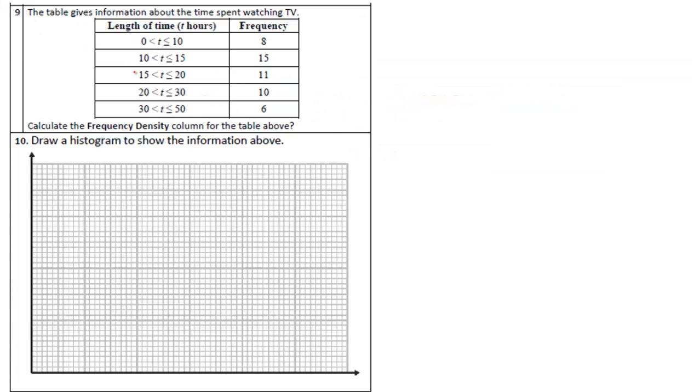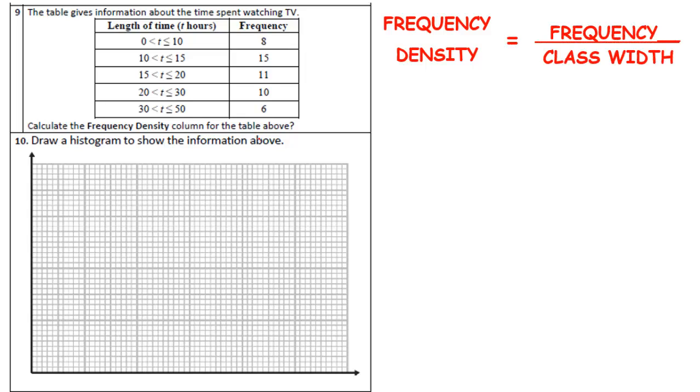Question 9. This is a histogram question, but first of all, we need to work out the frequency density. So, frequency density is frequency divided by class width. The class widths, we need to work those out, and that's just how big each of those class widths are. So 0 to 10 is just 10, 10 to 15, that's 5, 15 to 20, that's another 5, 20 to 30, that's 10 in size, and 30 to 50, that's going to be 20 in size. You need to make sure you understand and know how to do each of those.